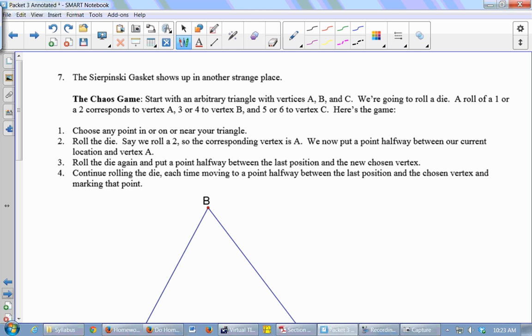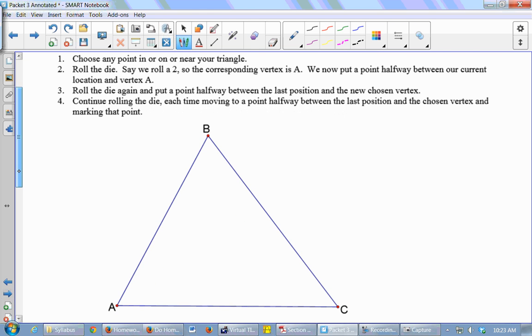All right, so the Sierpinski gasket shows up in another strange place. This is called the chaos game. If you start with an arbitrary triangle that has vertices A, B, and C, we roll a die. Vertex A is going to correspond to getting a 1 or a 2 on the die, vertex B will correspond to a 3 or a 4, and vertex C to a 5 or a 6. So here's how you play the game. You choose any point in or on or near your triangle. Any point, just choose it randomly. Put a point in there, right?